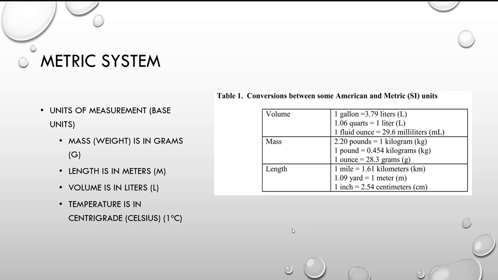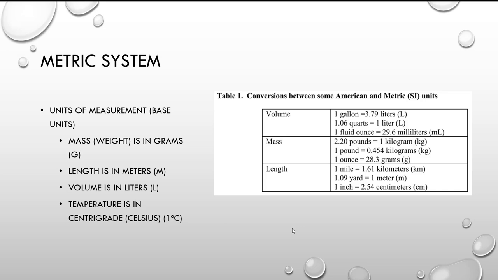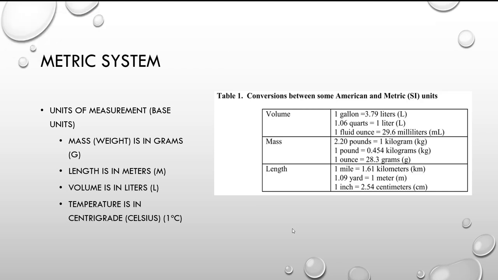room temperature in Celsius is usually around 22 degrees. That's maybe more familiar if you see something like that in your workbook. Also, body temperature. You're familiar with your body temperature being usually like 98 degrees. In Celsius, it's about 37 degrees. That's a little bit different than you're used to.